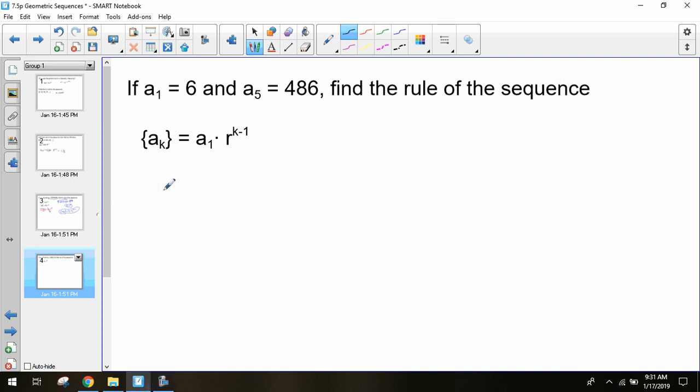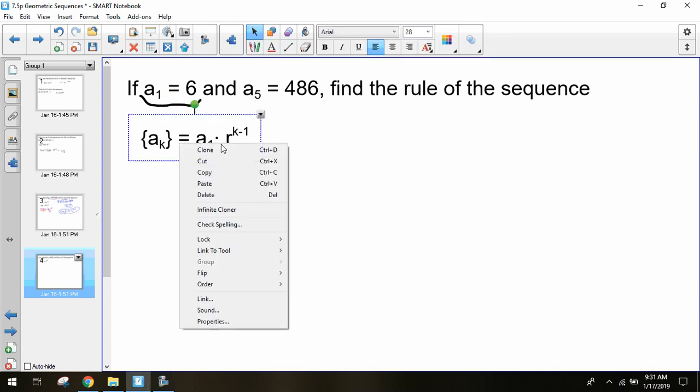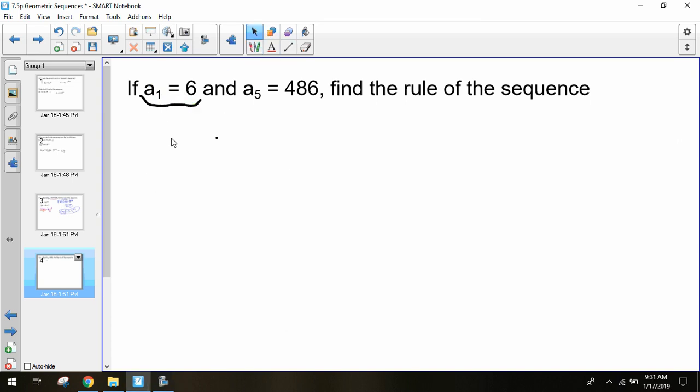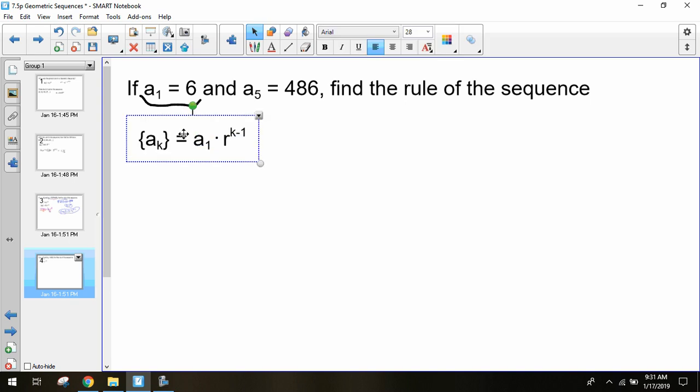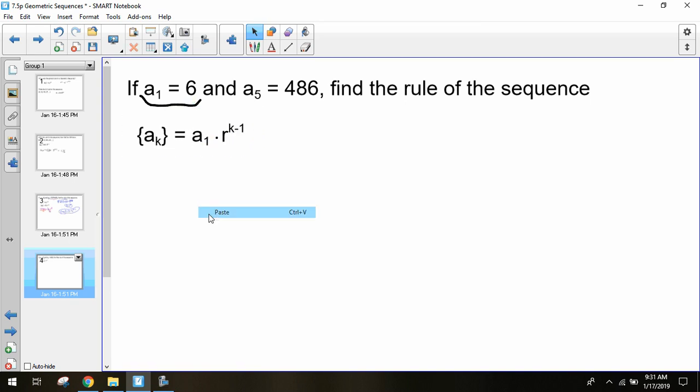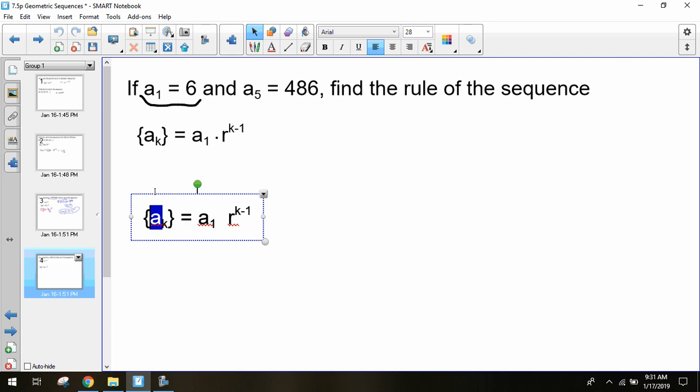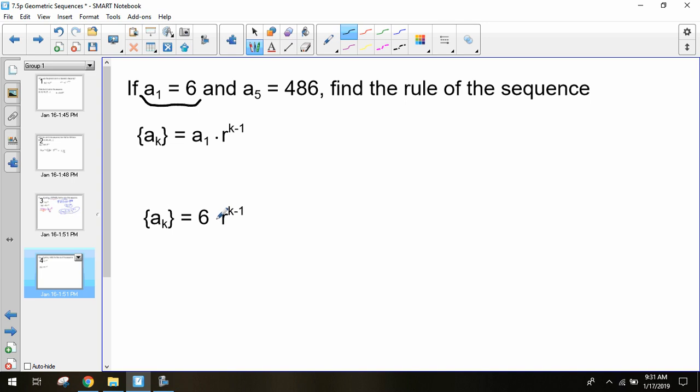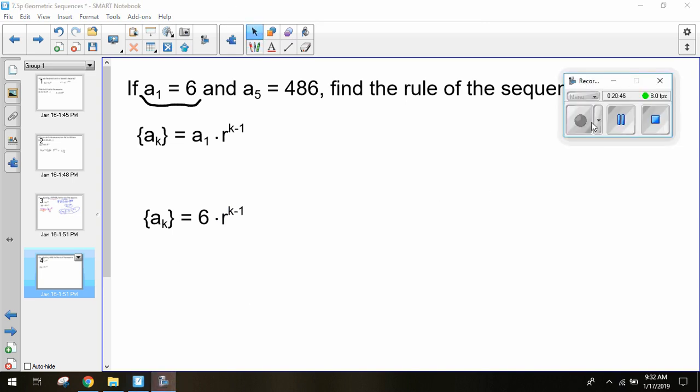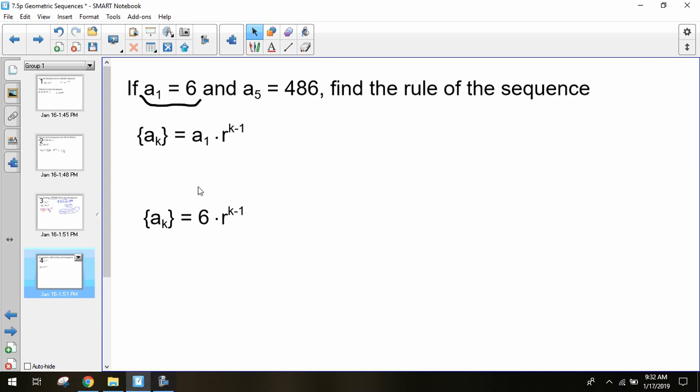Once again, we know a sub 1. That's one piece of information we actually know. So a sub 1 is 6. We're going to take that whole thing, copy it down, and change a sub 1 to 6. So this becomes 6 now. Okay, so I'm back. So we have 6 times r raised to the k minus 1.